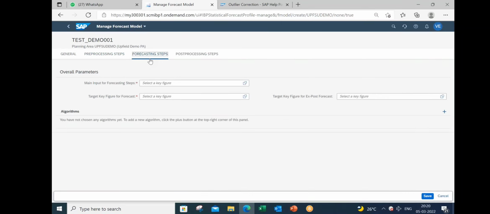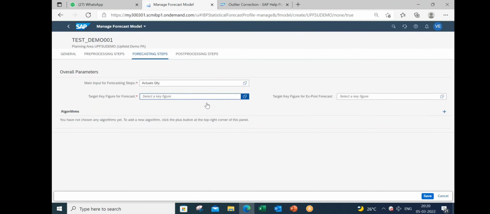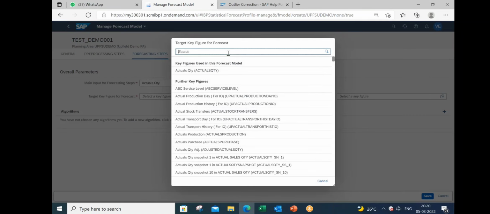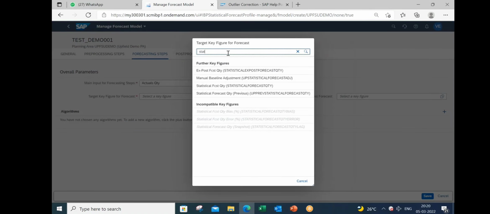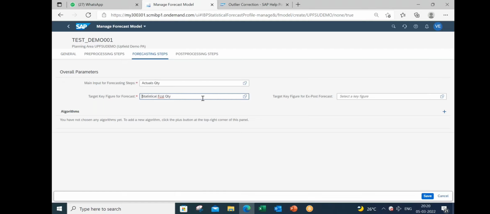Okay. So next, coming to forecasting steps. In forecasting steps, what will happen? First you have to give your forecast input. So what is my forecast input? Actuals quantity. Target key figure means it is asking in which key figure you want to see the forecast results. So if there is a key figure called statistical forecast quantity, in this key figure I want to see my statistical forecast. It is also asking which key figure you want to have if you want to see exposed forecast.